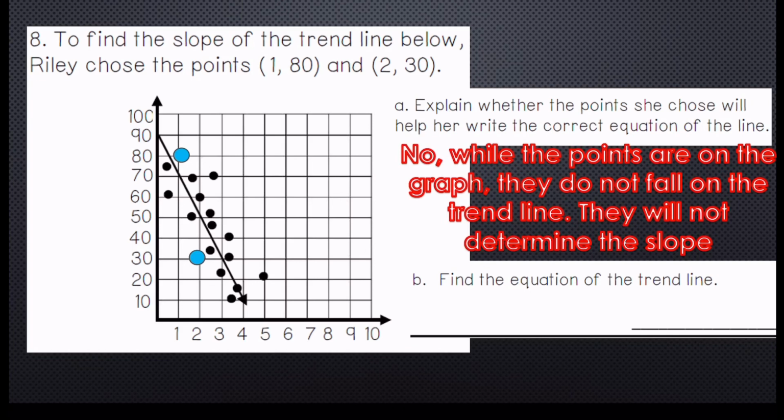It's not a matter of the points. It's not a matter of our scatter points or a point on the plane. We want to look at that black line that's drawn and pick 2 points on that line.